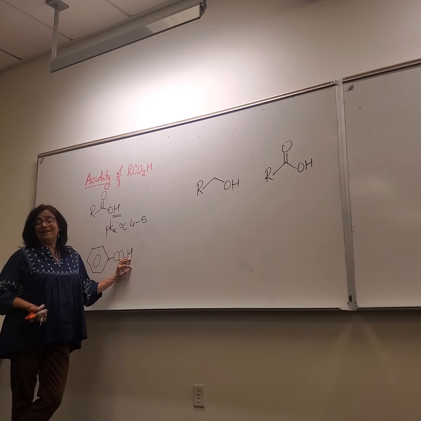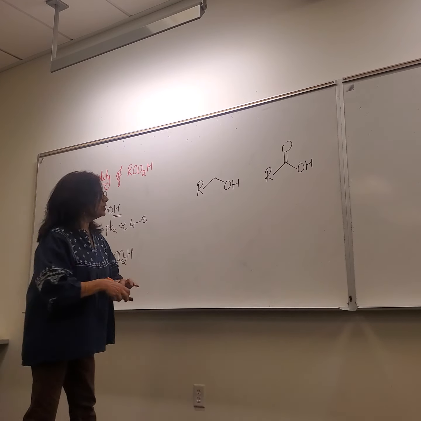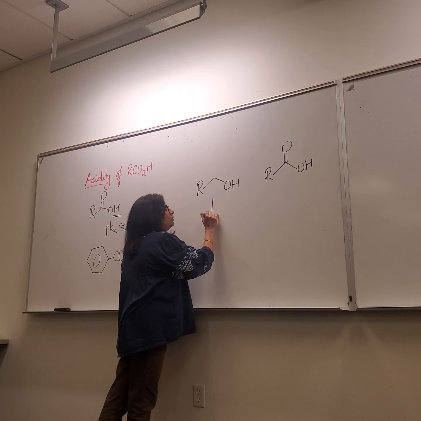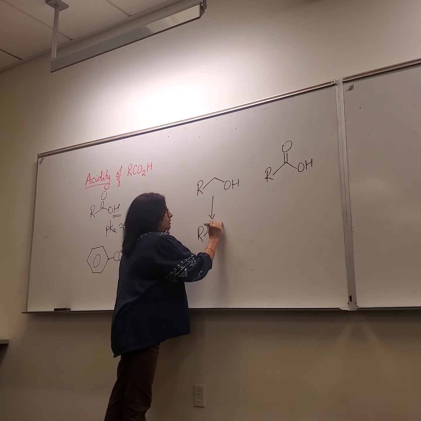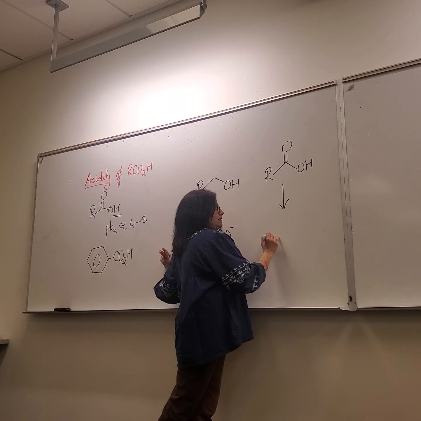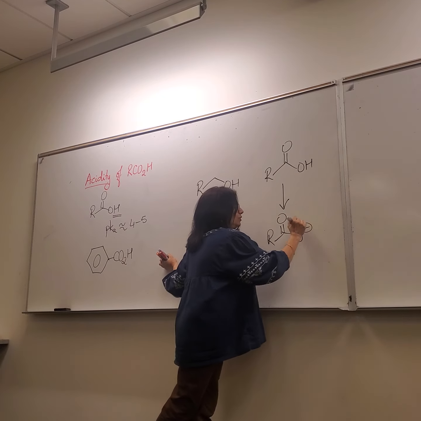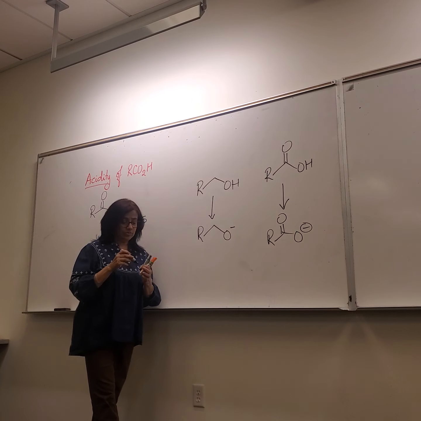Resonance? Resonance of what? The conjugate base. You've got to go to resonance of the conjugate base. What is the conjugate base of an alcohol? An alkoxide. What is the conjugate base of a carboxylic acid? A carboxylate. Exactly. Which of these is more stable?